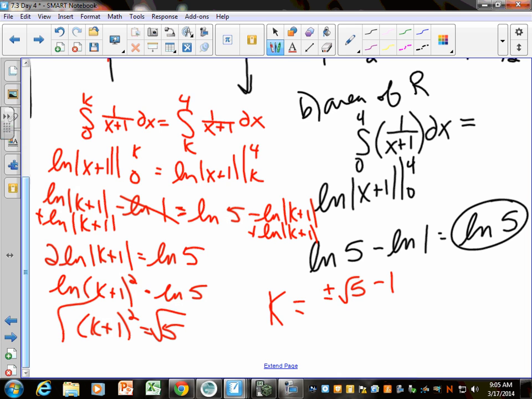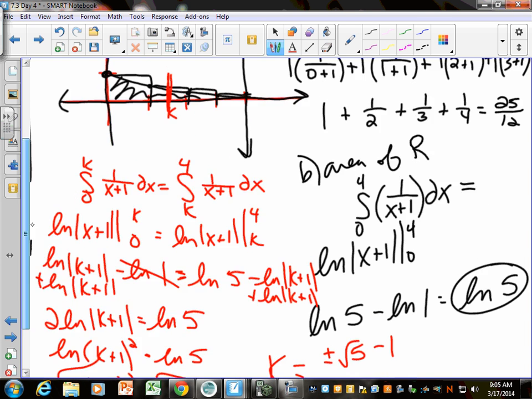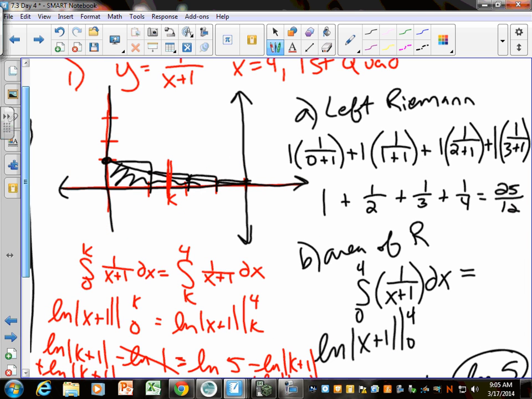Think about the area up here. Could k be a negative number in my region? Which means you would throw out the negative answer. You would say the answer is just the square root of 5 minus 1, because you can't have negative up there. That's a bit crazy, right?